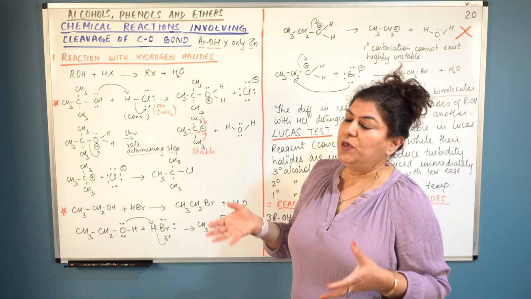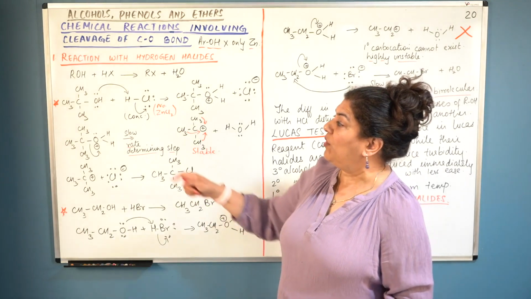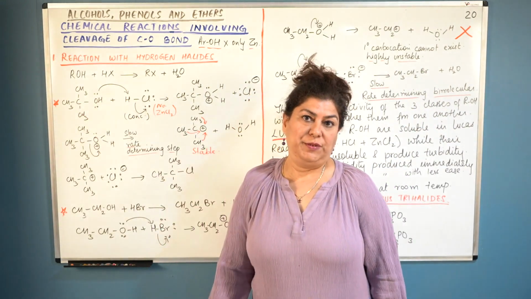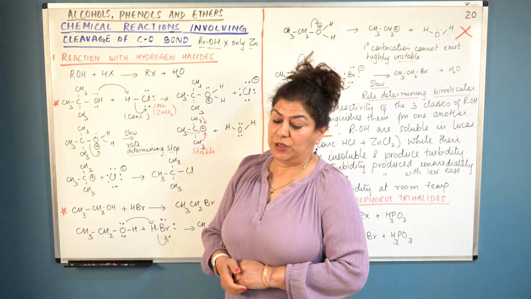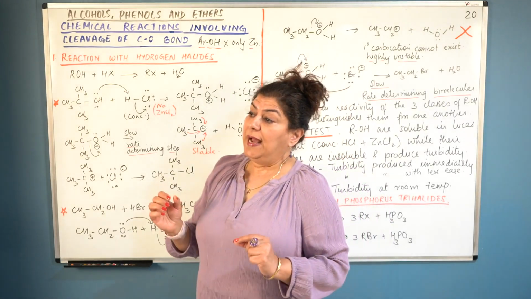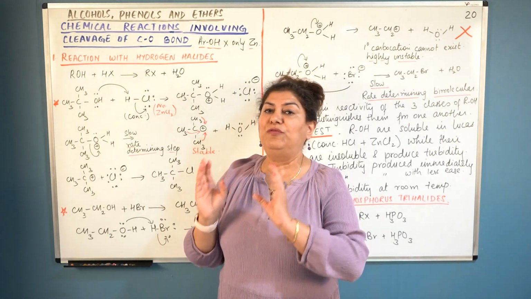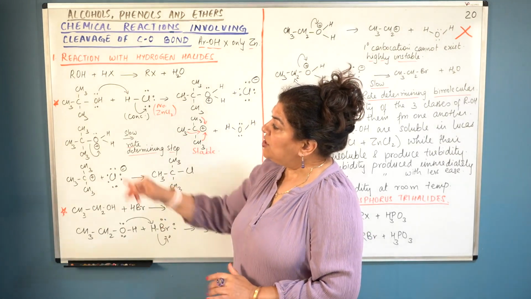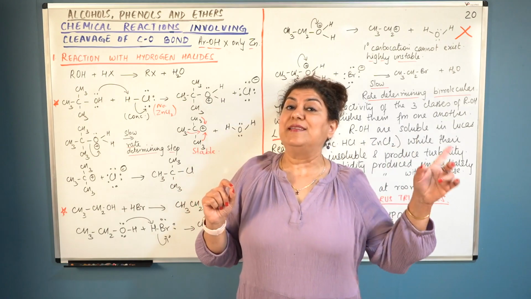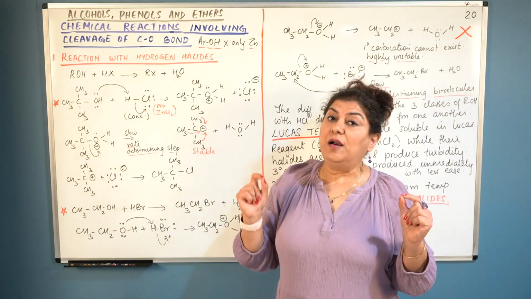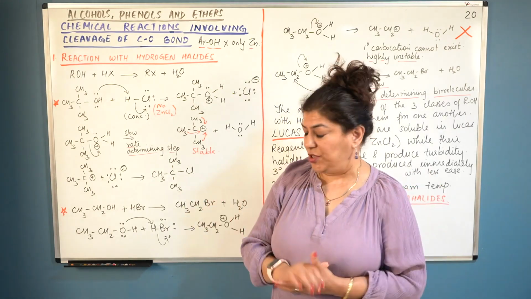From this video onwards, in the consecutive videos, we are going to be studying reactions that involve the cleavage of the carbon and oxygen bond. Now it is important to remember that the O-H bond was identical in both phenols and alcohols. But the bond between carbon and oxygen is not the same in alcohols as it is in phenols. Why? Because the carbon in alcohols and phenols differs in its hybridization.